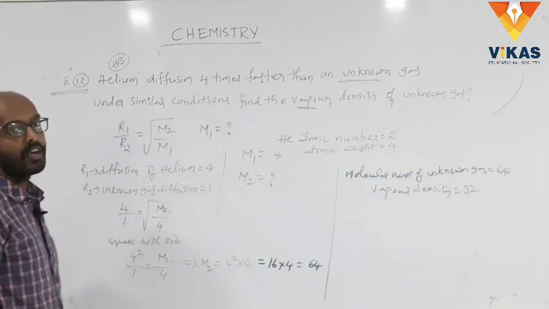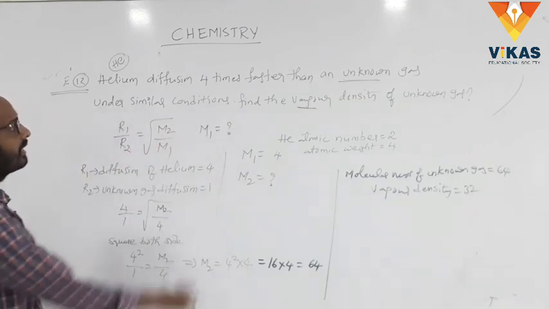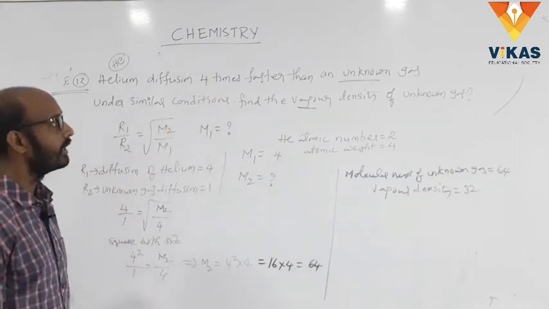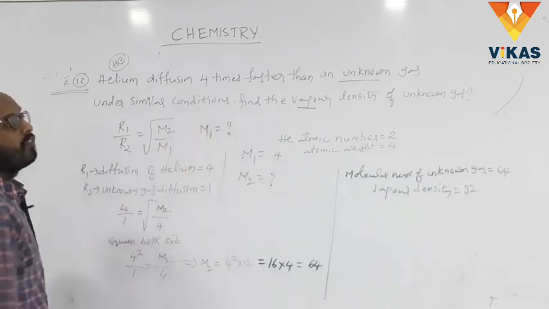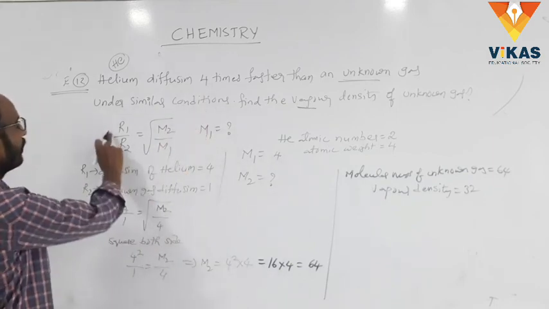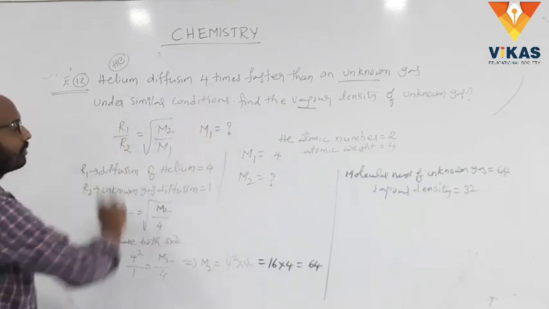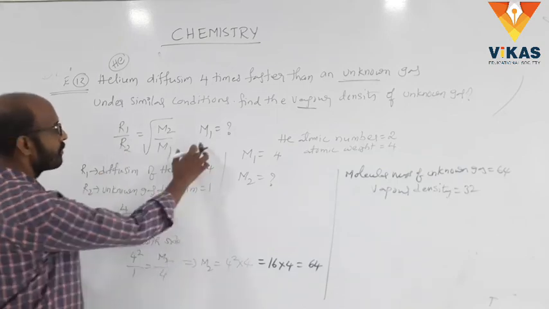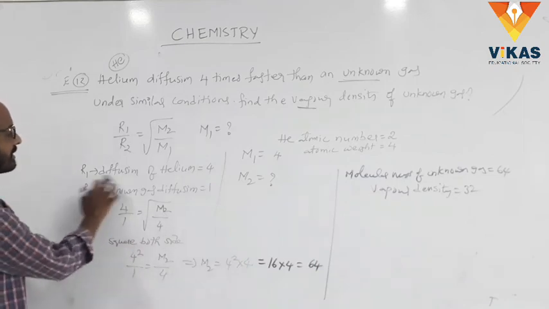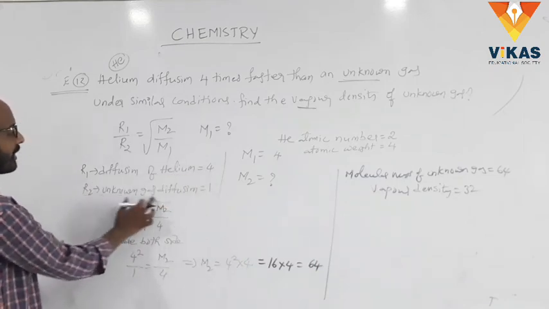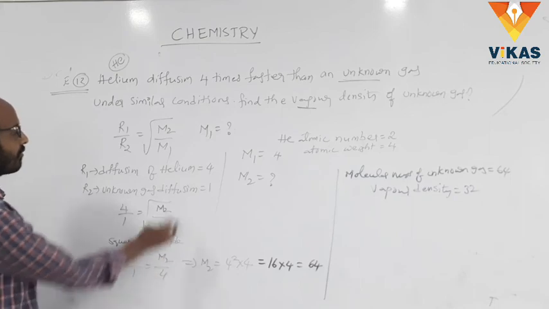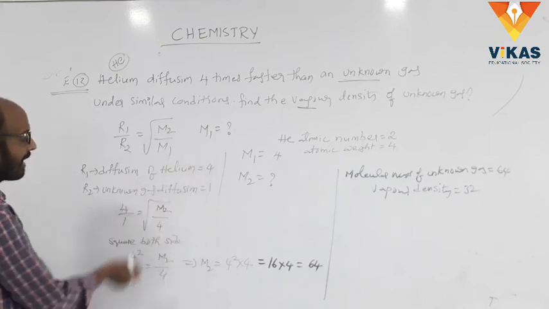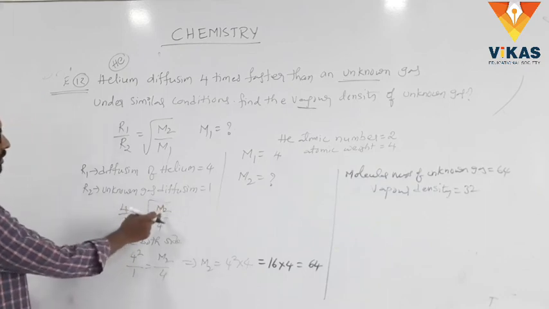the vapor density of the unknown gas. Clear? So helium diffuses 4 times faster than the unknown gas, but find out the vapor density of the unknown gas. So rate of diffusion R1 by R2 is equal to under root of M2 by M1. This is also called Graham's law of diffusion. R1 is the diffusion of helium, 4, and R2 is the unknown gas diffusion, 1. Substitute the values: 4 by 1 is equal to under root of M2 by 4.